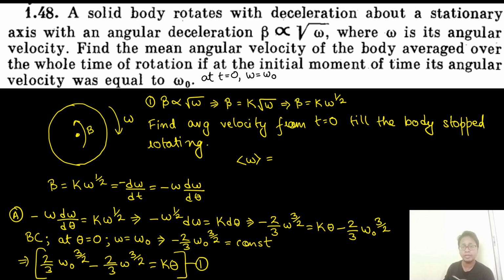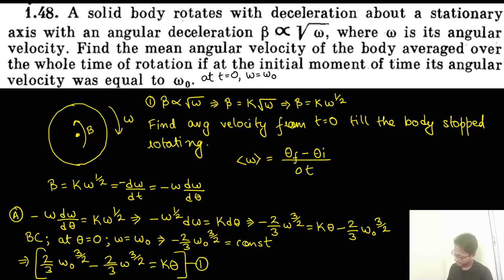Average velocity is total displacement divided by total time, or final position minus initial position divided by total time. Similarly, what is the value of average angular velocity? Final angular displacement minus initial angular displacement divided by total time, or theta final minus theta initial divided by total time. Problem is, what is theta final?